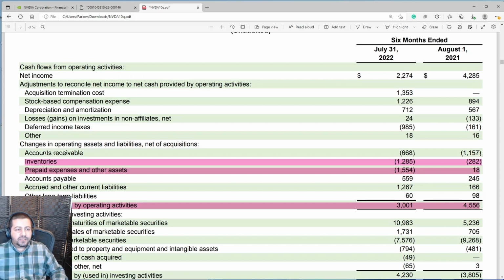Another reason is that it prepaid expenses, so it had to prepay a lot of things up front, almost 1.5 billion worth, and so that's another factor that decreased cash flow from operations.